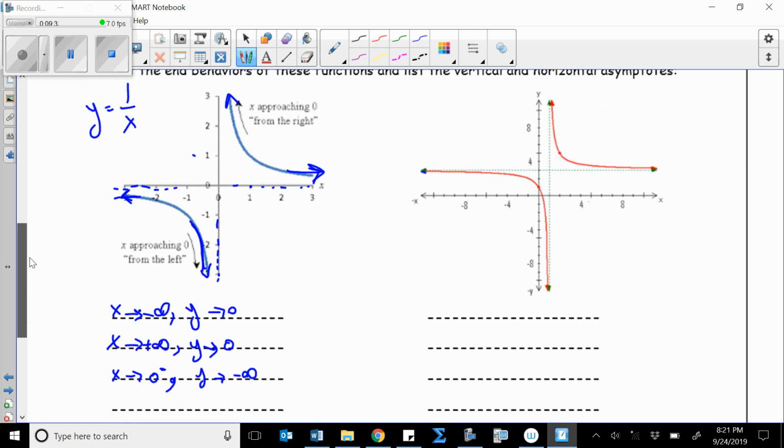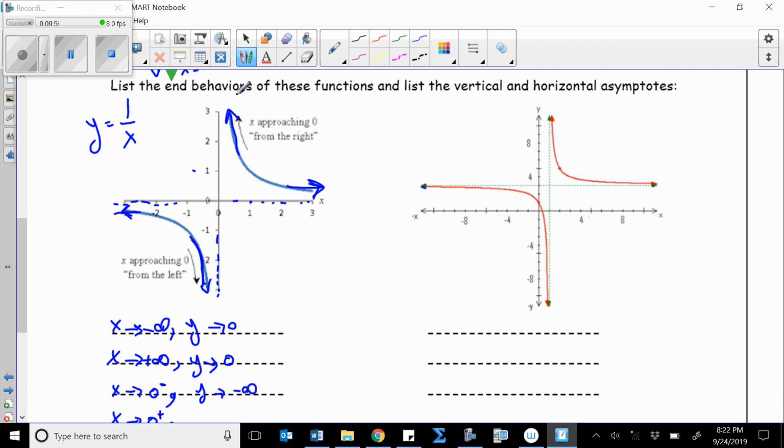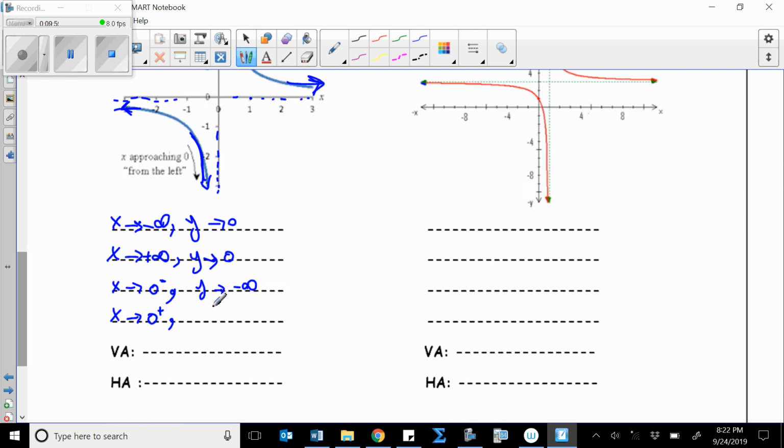Now let's talk about this end behavior over here. As you see, we are moving on the graph. The x is getting close to 0 again, but from the right side. So we put a small positive sign here, a plus sign. And what is y doing? Y is just increasing, going up forever. So this is y going to infinity. The asymptotes that we had were x equal to 0 and y equal to 0.